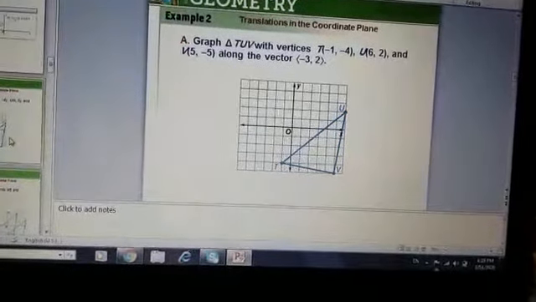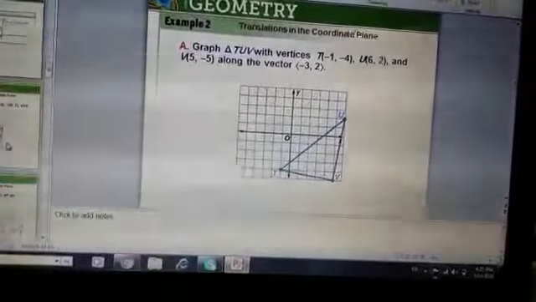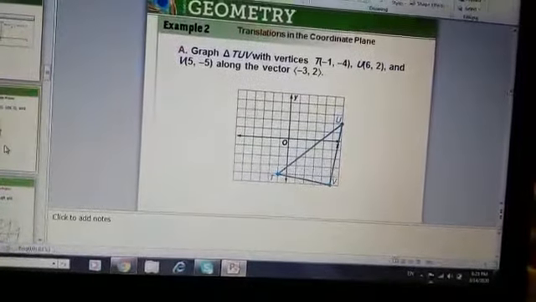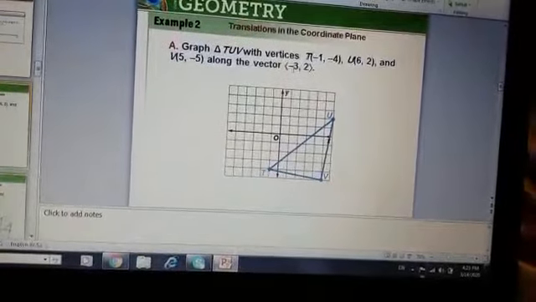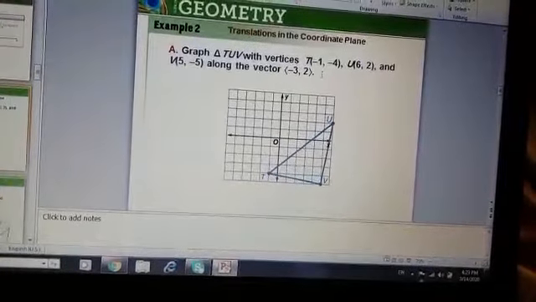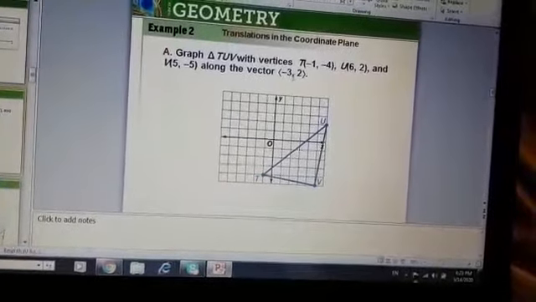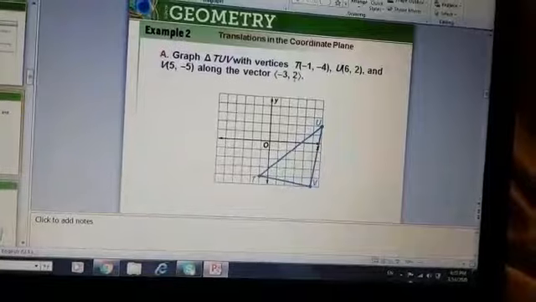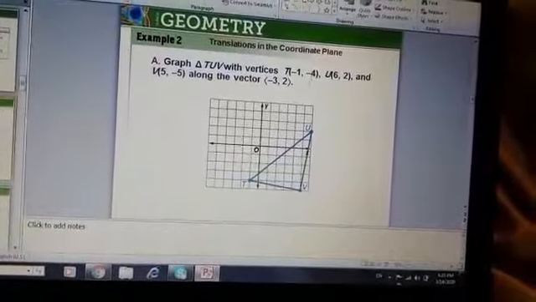Now, as you see, we have triangle TUV, and we need to make a translation depending on the vector (-3, 2). This means we must subtract -3 from the x coordinate and add 2 to the y coordinate. For example, T (-1, -4).